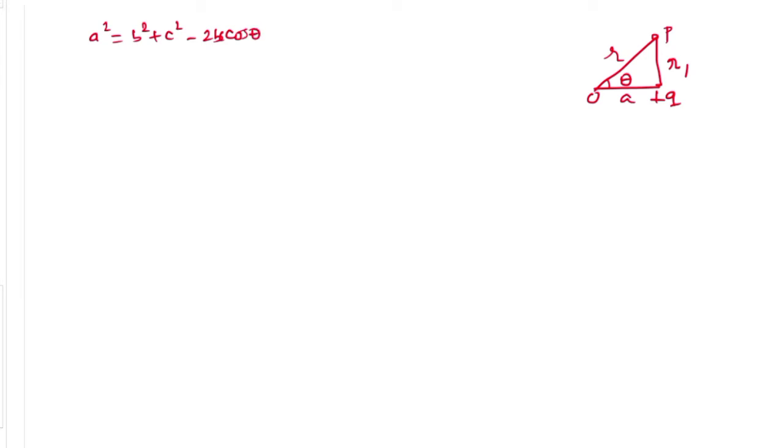On the basis of the cosine law, you can write this r1 square. r1 square அப்ப என்ன எழுதுவீங்க? r1 square is equal to r square plus a square minus 2ar cos theta. அவ்வளவுதான். அதே மாதிரி இன்னொரு ட்ரையாங்கிள் இருந்தது இல்லையா?